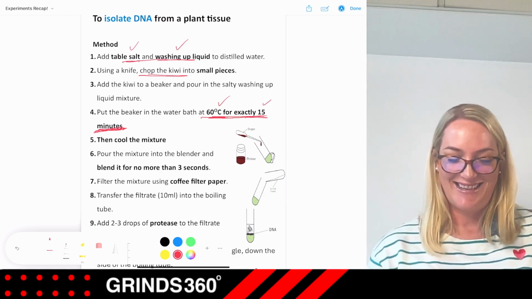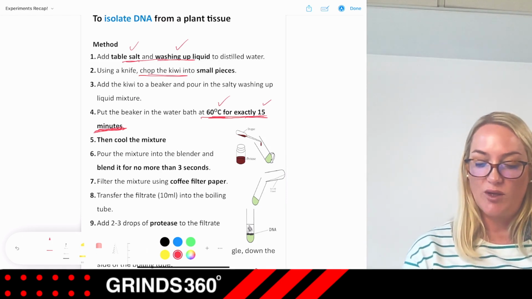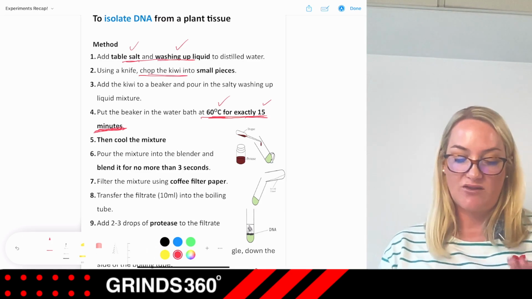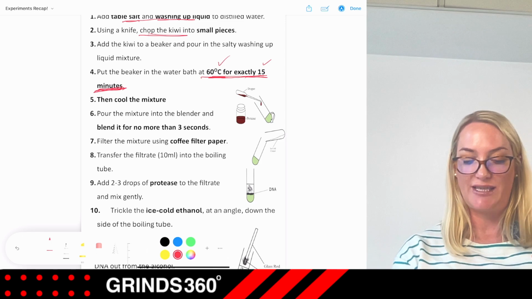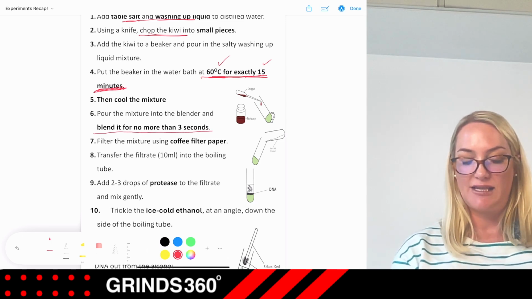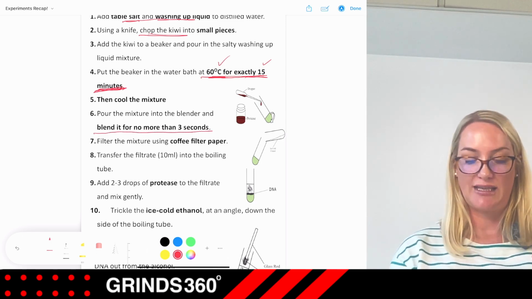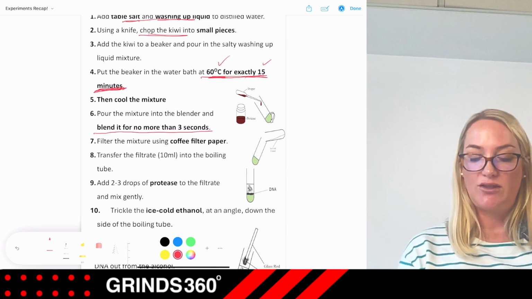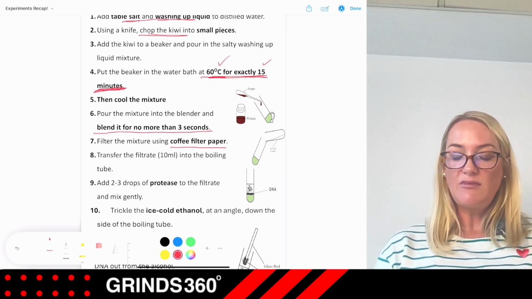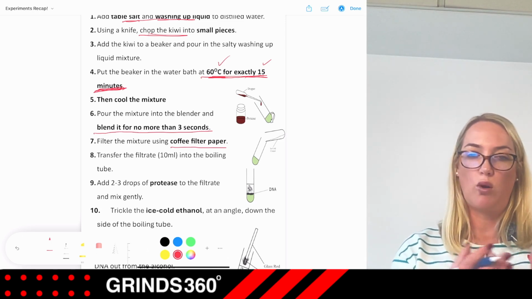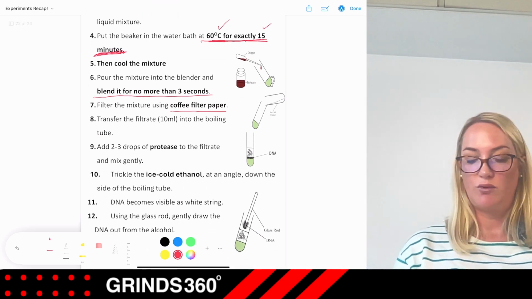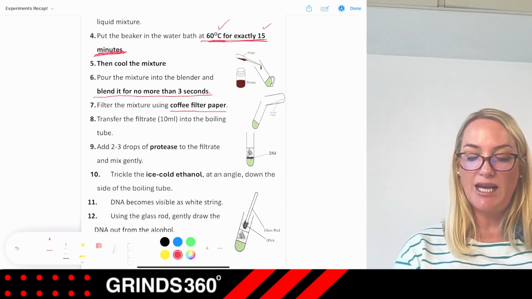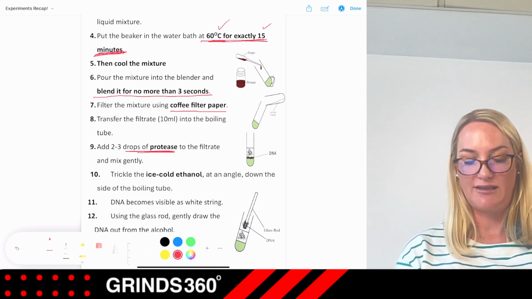I appreciate that. Okay, so 60 degrees in the water bath, and then we allow it to cool. After cooling it, we're going to blend it for no more than 3 seconds. They had to reference in this summer's exam blending it for no more than 3 seconds. And then they would have filtered it using coffee filter paper. We use coffee filter paper because it's more porous. Then with your filtrate, you put that into a boiling tube or your test tube. And we add 2 to 3 drops of protease.